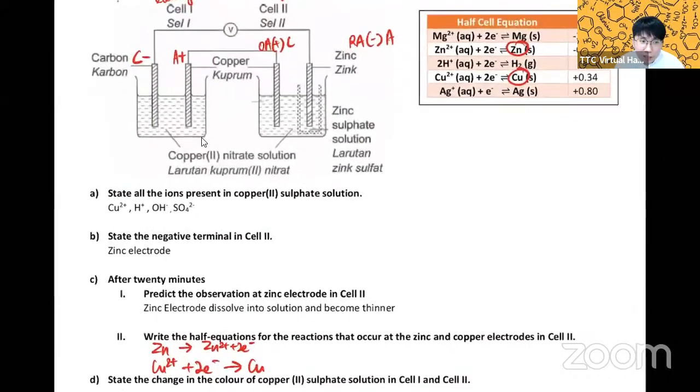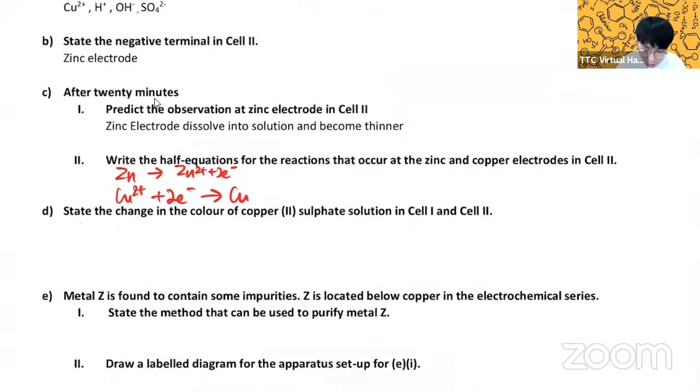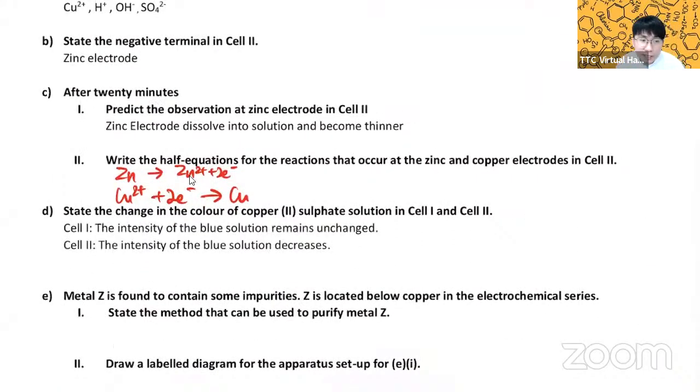But how about cell 1? What factor do you think this is? Do you see your copper is your anode? When your anode is copper, it is factor number three. And what is factor number three? Anode dissolves, cathode forms the metal. So copper dissolves at the anode and forms copper back at the cathode. So what's the theory there? One side produces Cu2+, the other side uses up Cu2+. So in cell 1, the blue color should remain unchanged. So cell 1, intensity of blue remains unchanged, but cell 2 decreases. They never ask you to explain, so just writing that observation should be fine.